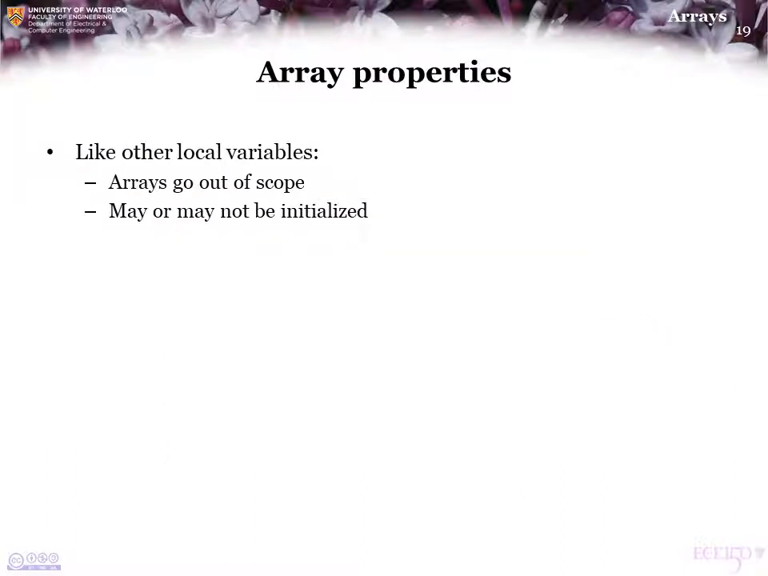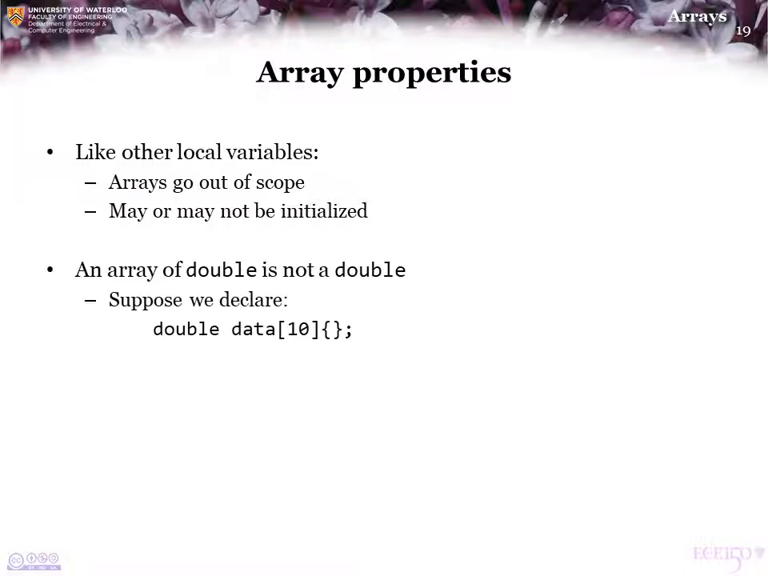So, like other local variables, local arrays may go out of scope. In fact, they will go out of scope as soon as the function exits, or even the block in which the array is declared ends. They may or may not be initialized, although in this course you should always be initializing your arrays, even if it is simply to the default value.